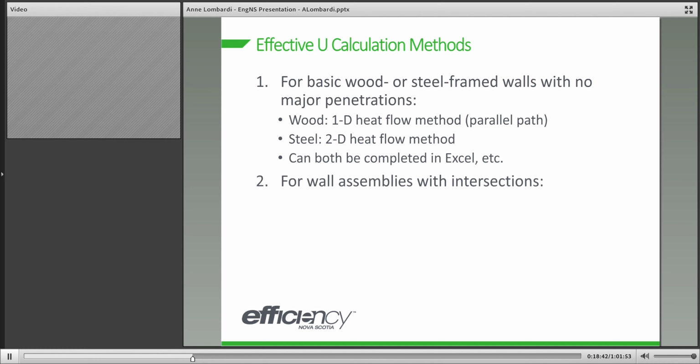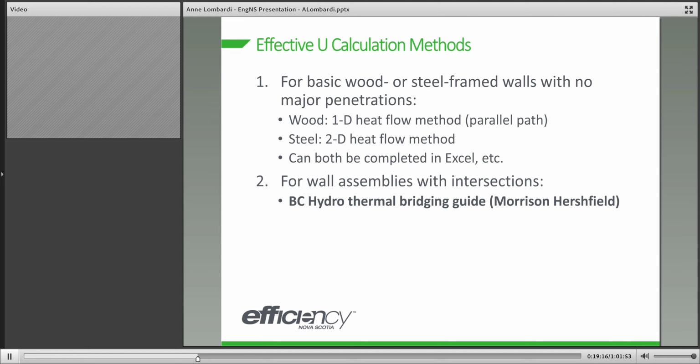If we have balconies or other types of intersections, then we consult the Thermal Bridging Guide, which is a BC Hydro document created by Morrison Hershfield. It has all kinds of different assemblies in there. It provides the effective U values, accounting for intersections, framing, all of the things. I will show a few examples from that guide, and it's a great resource for checking compliance.